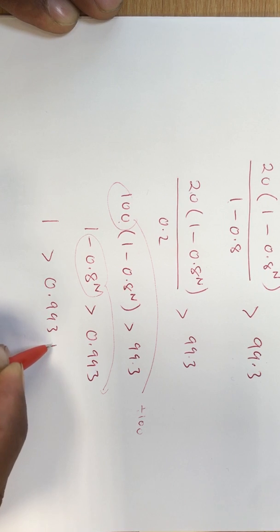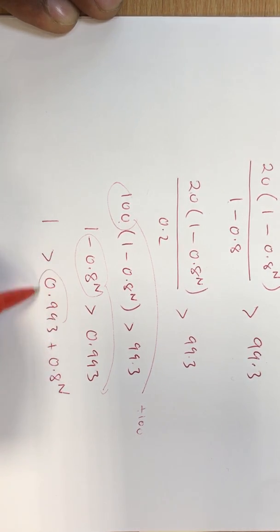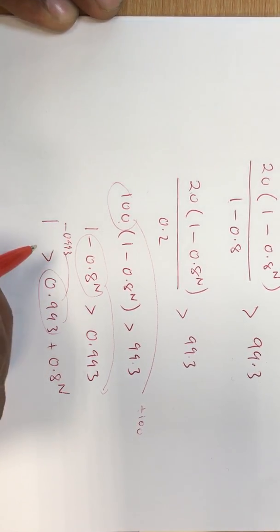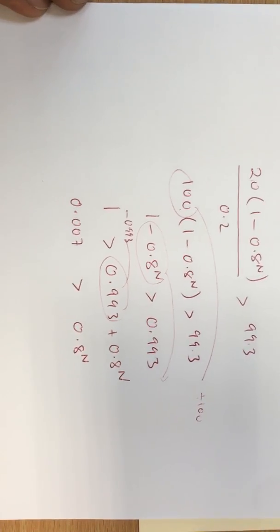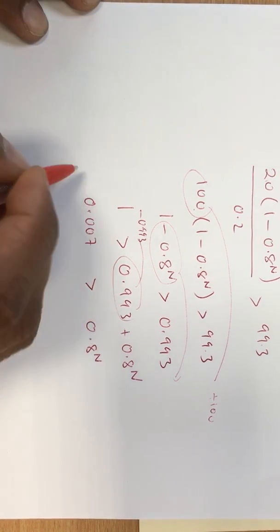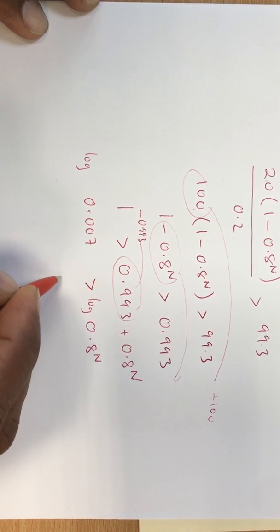0.993 plus 0.8 to the power n, and then I'm going to take this to the other side by taking away 0.993, and if I did 1 take away 0.993, I'm going to get 0.007, which is going to be greater than 0.8 to the power n. Now I want to bring this power down, so that's where logs come in. So if I log both sides here, that helps to bring the power down.